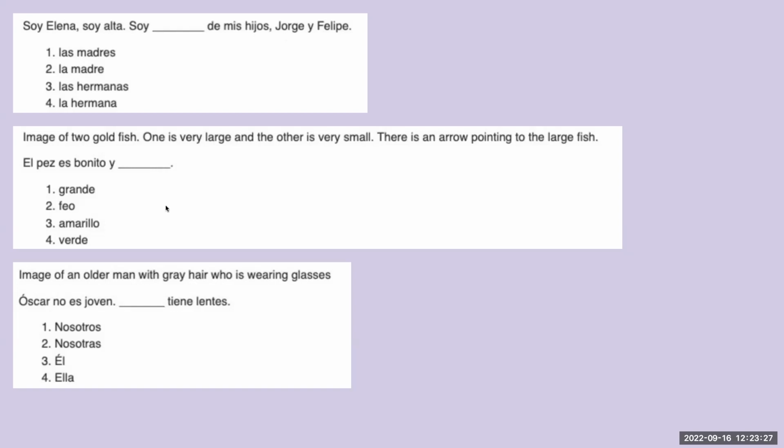Okay, let's go to the next one. Pretend you've got 2 goldfish. One is very large, one is very small. There's an arrow pointing to the large fish. El pez es bonito y blank. Grande, feo, amarillo, or verde. What word would work? Grande, right. Next one. Pretend there's an image of an older man with gray hair who's wearing glasses. Oscar no es joven. Blank tiene lentes. Which word works before tiene? Nosotros, nosotras, él, or ella. Andre says él, and that is correct.